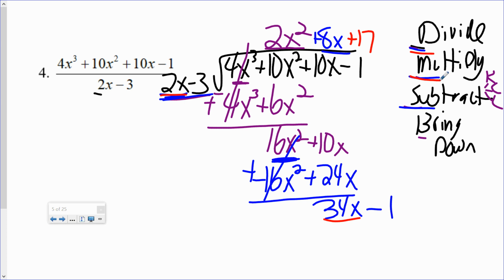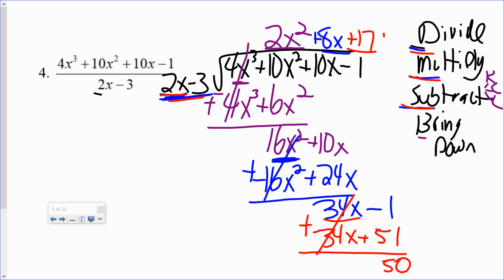Multiply. I'm distributing the 17 to both of those. That's 34x minus 51. Subtract. Keep change. Change the sign of everything in the second polynomial. Negative 1 plus 51 is 50. There's nothing left to bring down, so that's my remainder.